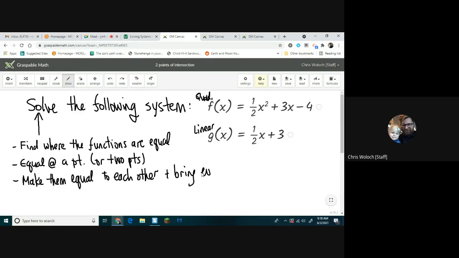And bring everything to one side and solve the quadratic equation. Okay.